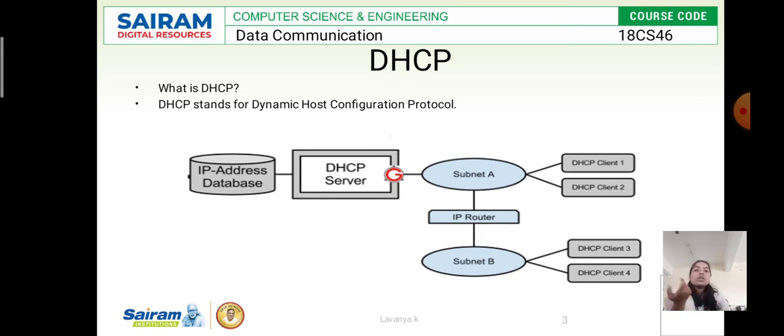The next one is how DHCP works. DHCP contains many things: DHCP discover, DHCP offer, DHCP request, DHCP acknowledgement, DHCP negative acknowledgement, and DHCP decline. These are the different functions that they perform in this architecture.